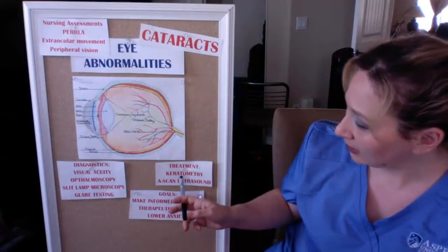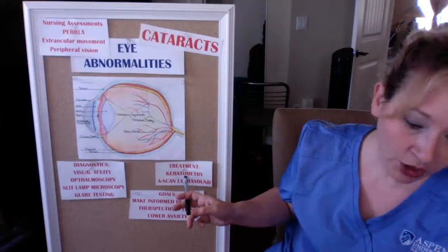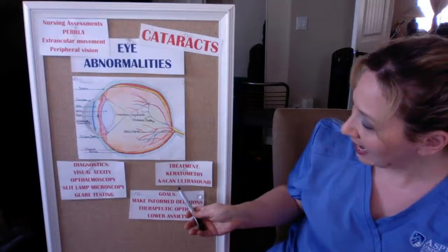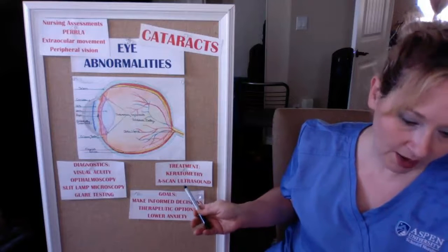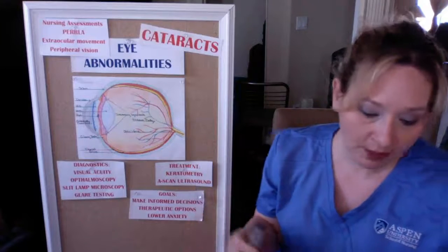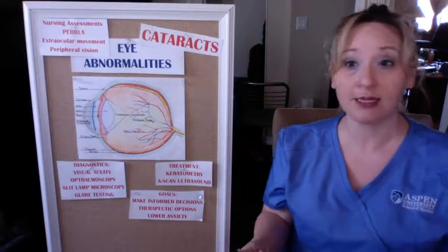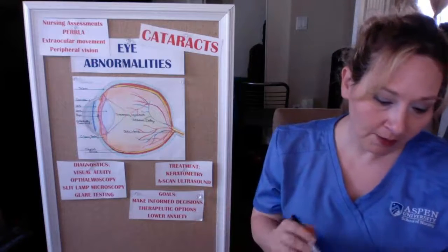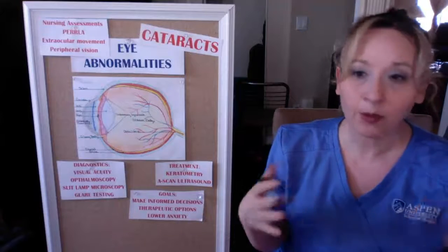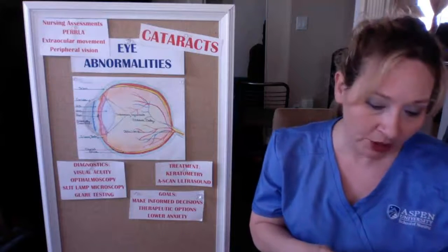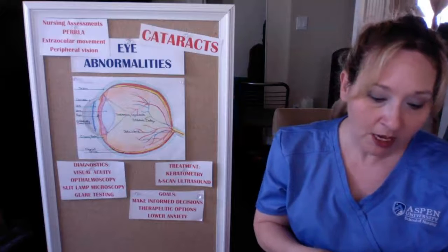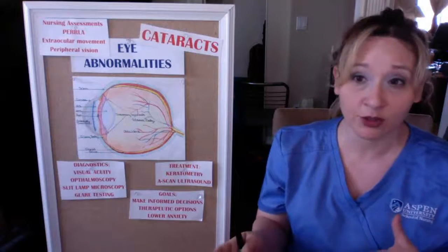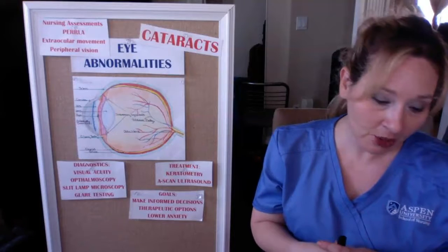Some treatments would be keratometry, which is surgery, and that will assess the curvature of the cornea, and then an A-scan ultrasound will obtain the measurements for an artificial replacement lens if that is necessary. What you want to do is administer all pre- and post-operative medications that are prescribed by the physician. You definitely want to teach proper medication administration after the surgery if that is something that the patient does.